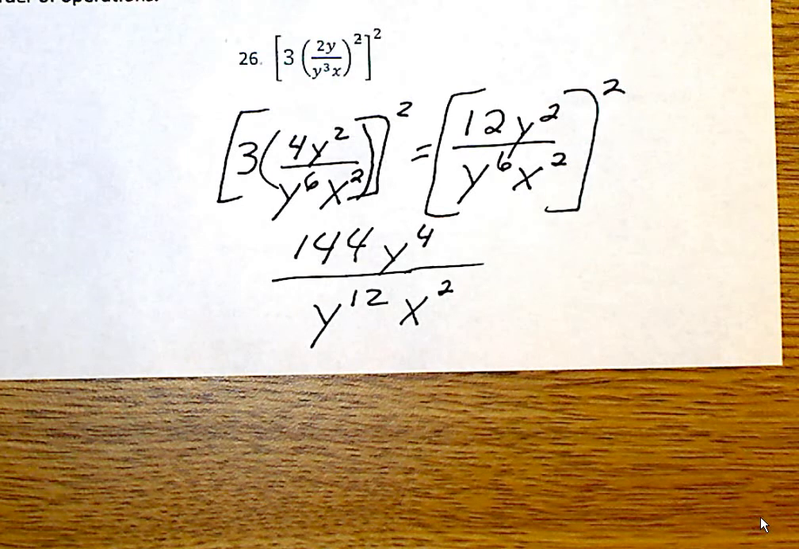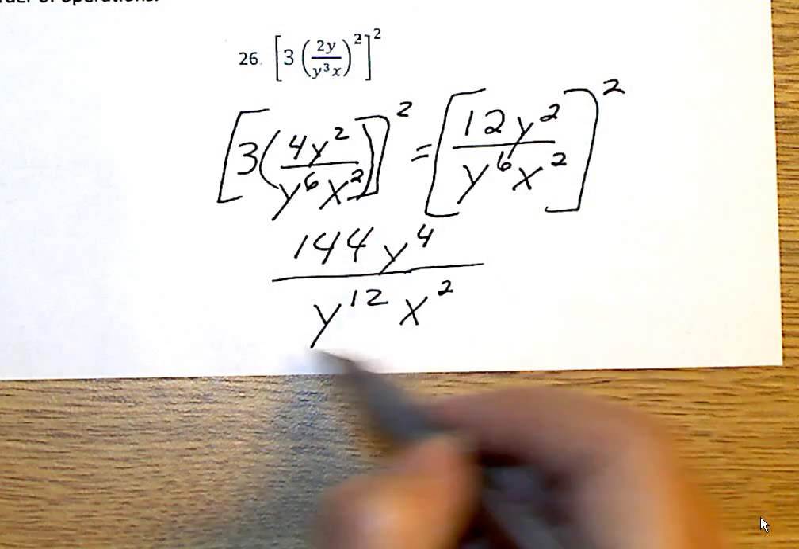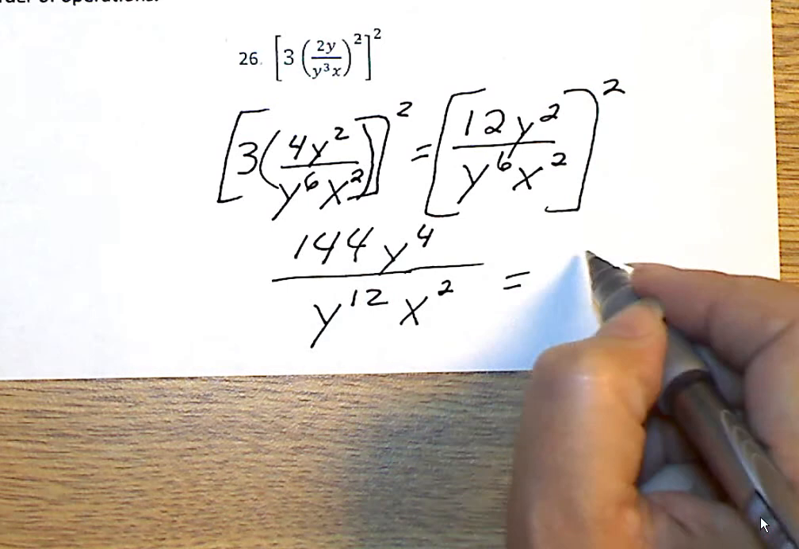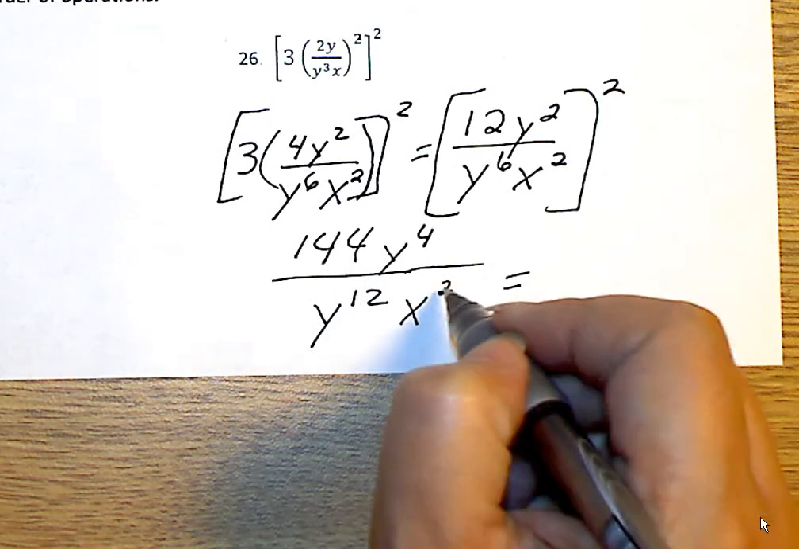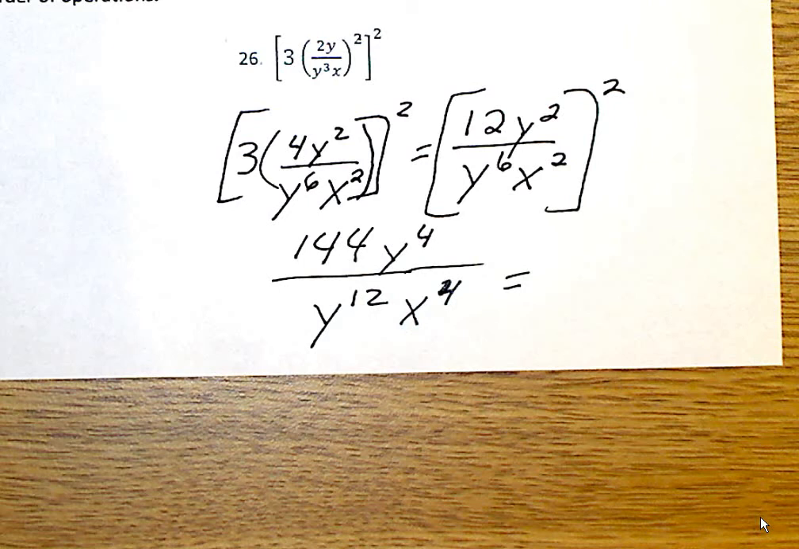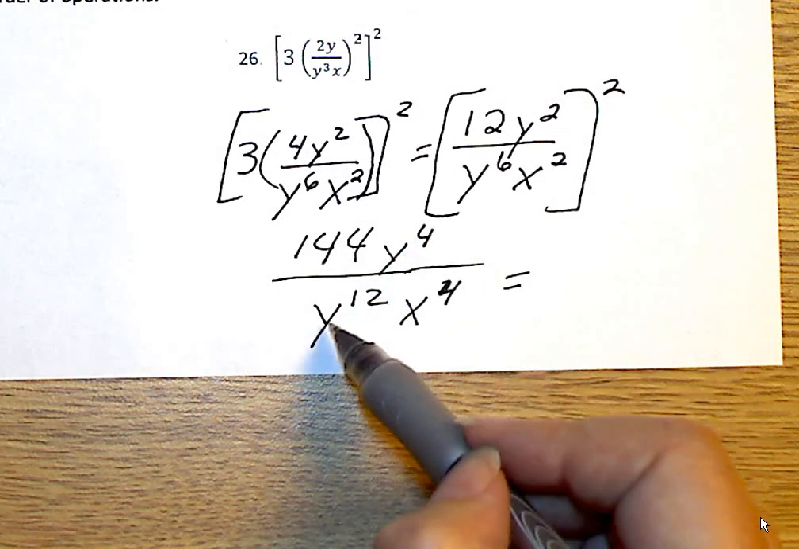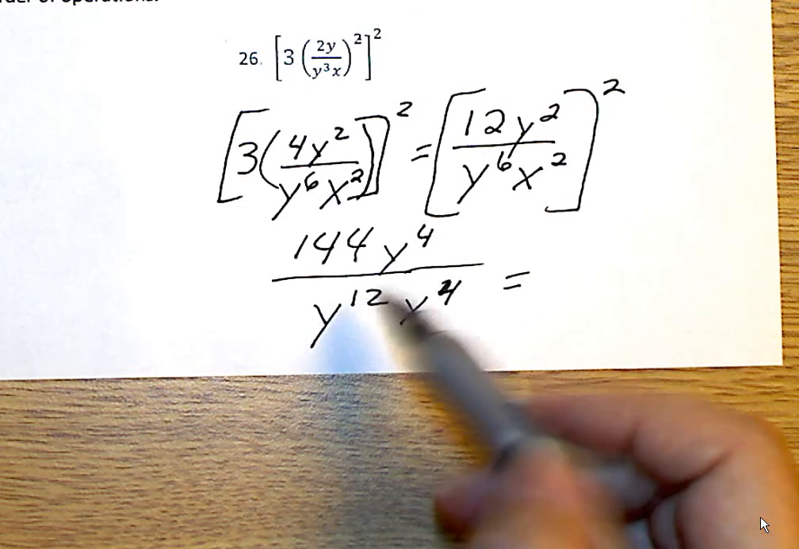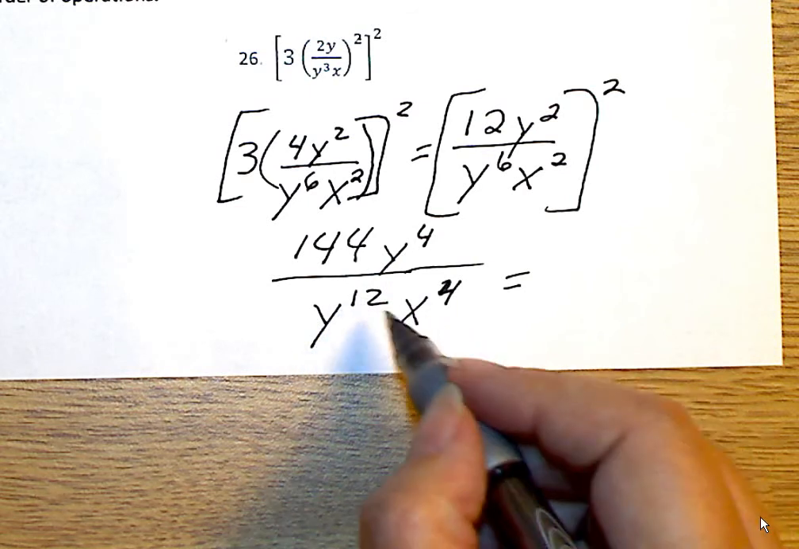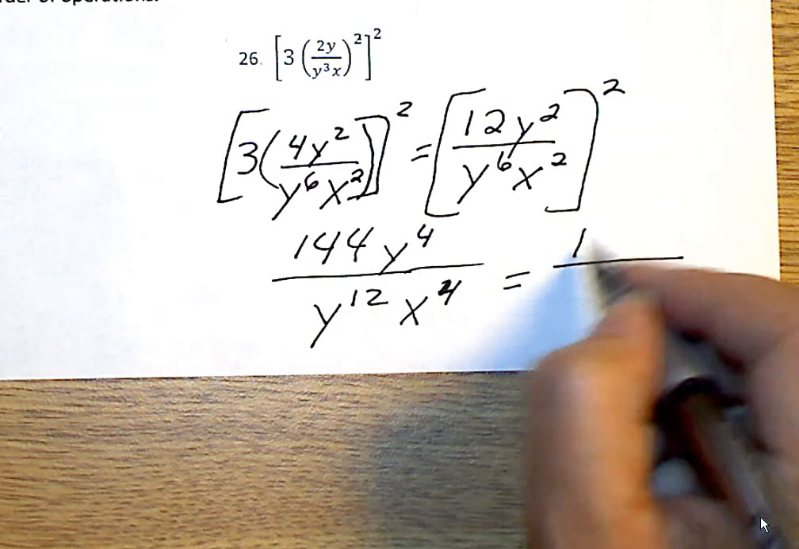So we have 4 on the top and 12 on the bottom. Would it be x to the 4th? Oh, yep, thank you. Yeah, wouldn't it be to the 5th? Yep. So we have y to the 4th, and then we have y to the 12th. So how many y's do we have left? 8. And where are they, top or bottom? Bottom.